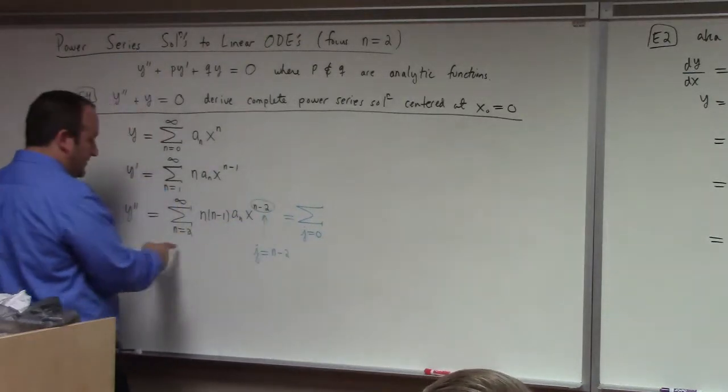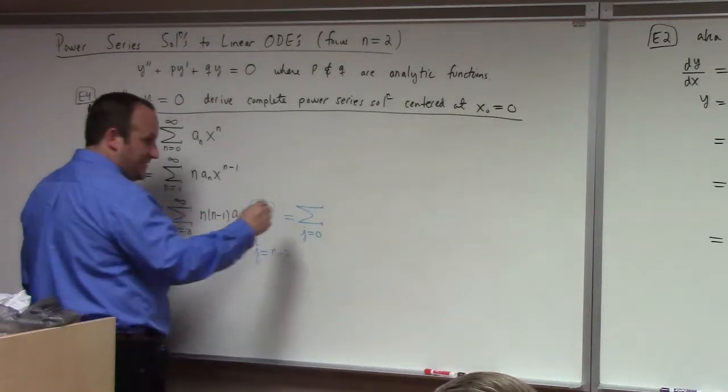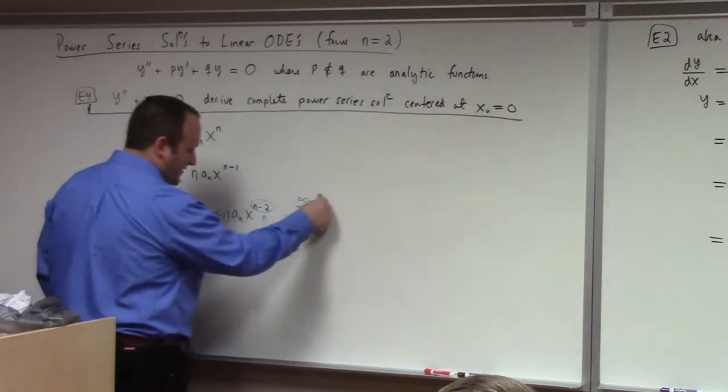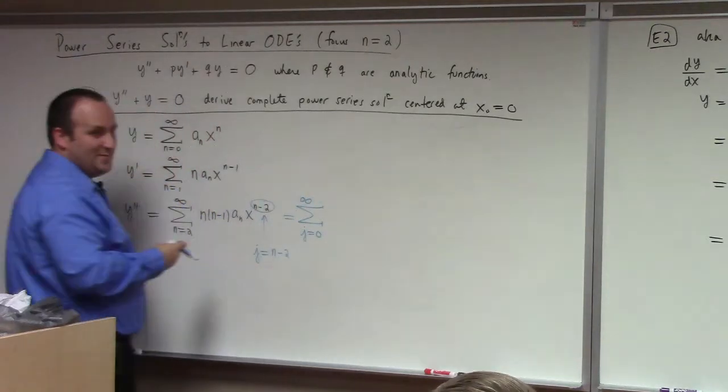What happens when n equals infinity? What's j? It's infinity minus 2, right? I'm just kidding. We still write infinity. As we discussed, infinity minus 2 is still infinity.